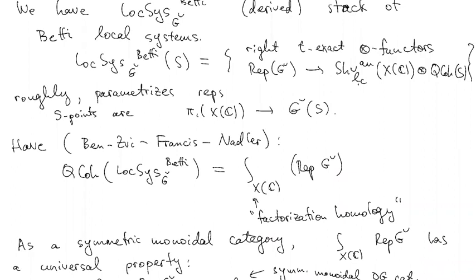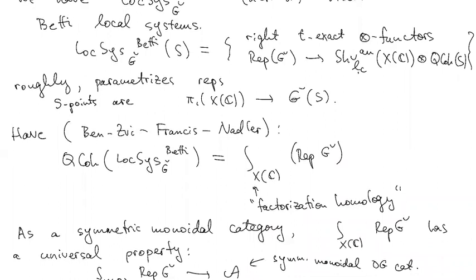Sure. Nick, I have a quick question. I see this right T exact in the definition, and I'm wondering whether the non-semisimplicity of representations of G-check actually appears in this, or the possible non-semisimplicity of the category of representations. No. Sorry, we're in characteristic zero. So what does right T exact mean? Why is that there in characteristic zero?